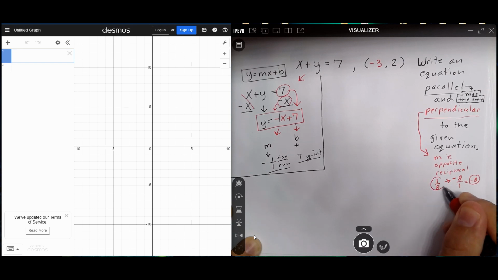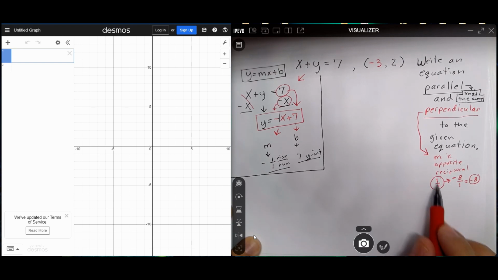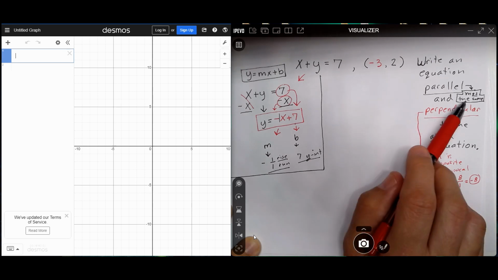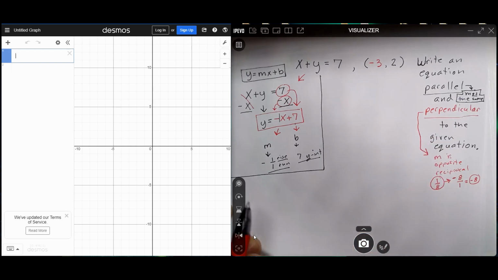So if it was a positive 1 over 8, I would do the reciprocal, which is to flip the position of the numerator and the denominator, and then change the sign. If it was a negative 8, I would turn it into a fraction, and I would flip it. So instead of 8 over 1, it'd be 1 over 8, and it would turn positive. So anything that's perpendicular has the opposite reciprocal slope. Anything that's parallel has the same slope.